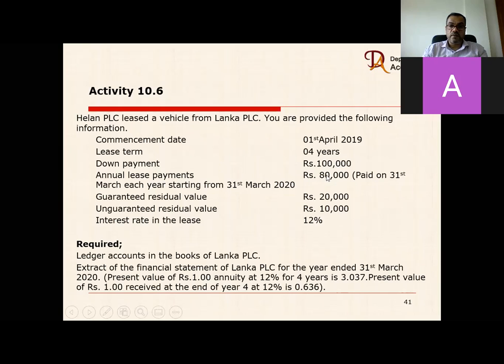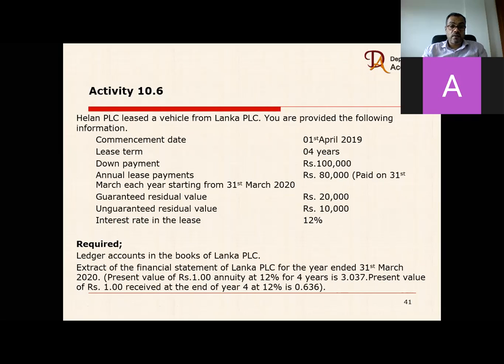So 4 years. So what is the gross? If you want, you can now calculate the gross investment. How? Down payment 100,000. 80 into 4, that is 320, and 420 as of now. Up to this information, if you read the information up to now, down payment this much, annual lease is 80, 80 into 4 is 320, 320 plus 100 is 420 is the gross investment.